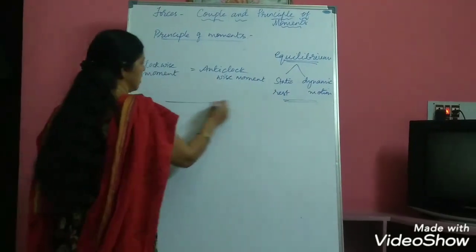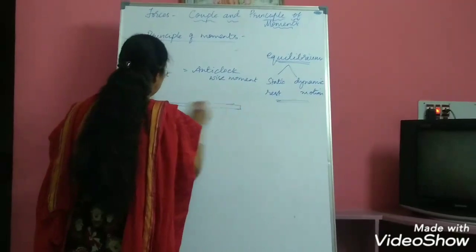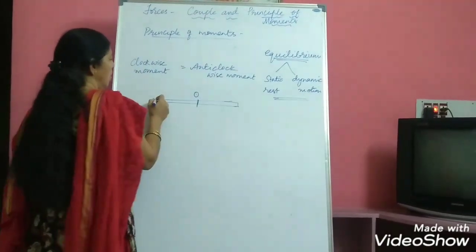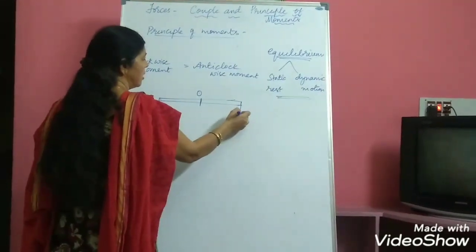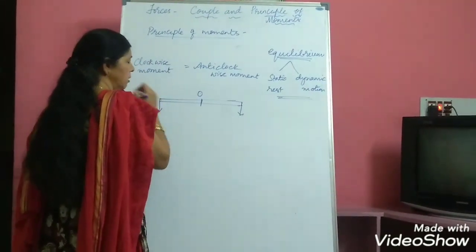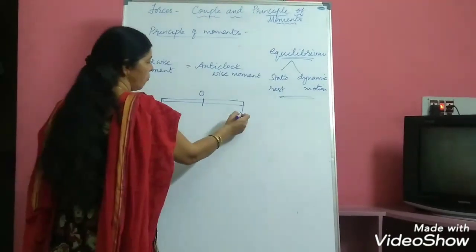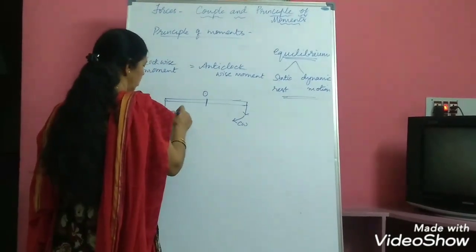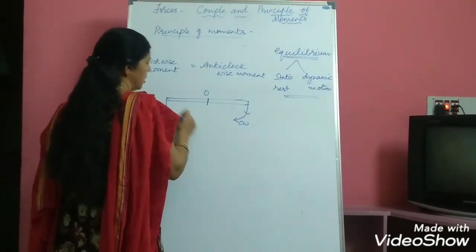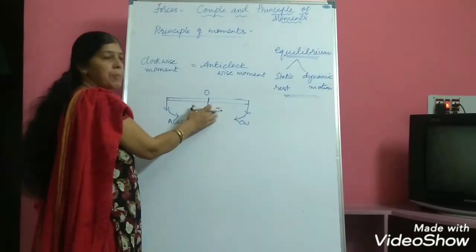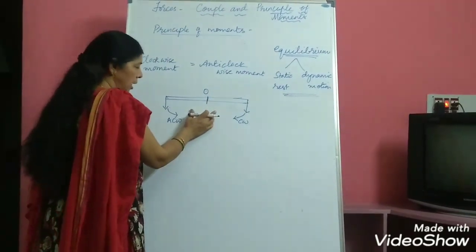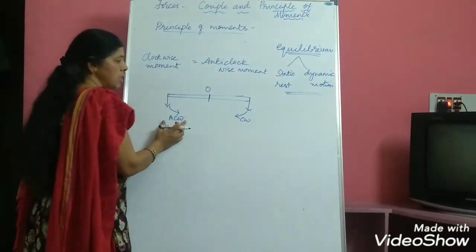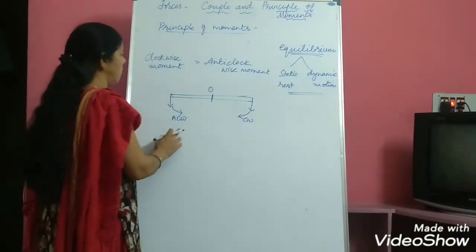Now let us take this example. This is a rigid bar which is supported at the midpoint O. Here one force is acting and here another force is acting. This force will produce clockwise moment and this force will produce anti-clockwise moment. If this rigid bar has to be in equilibrium condition, then what should be the condition? The clockwise moment must be equal to anti-clockwise moment.